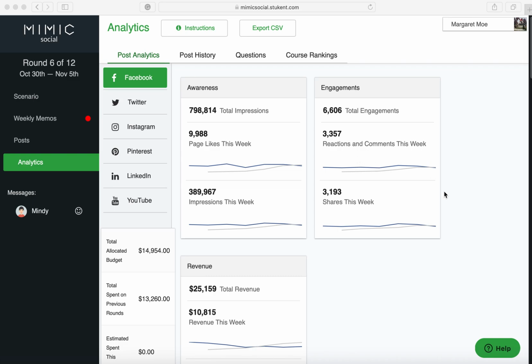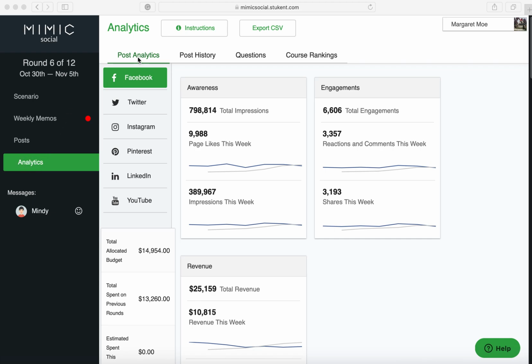A quick tutorial about looking at your analytics within the Mimic Social simulation. All right, so you need to look at your analytics at the end of a round, after you've finished one round of your posts, to see how well you did and to be able to answer the questions. All you need to do is navigate down to where analytics is, this tab.